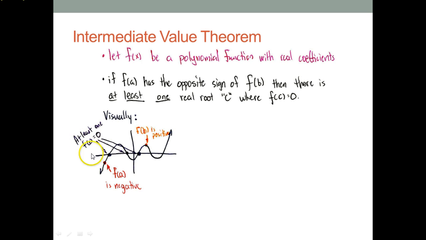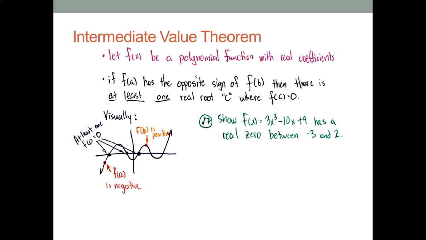So if I have this crazy polynomial function, and my red f of a is definitely negative, so its y value is definitely negative, and this orange f of b is definitely positive. The intermediate value theorem says if they have opposite signs, there must be at least one real root c where f of c is equal to 0. In fact, if I look at the graph, I see I have 3. So that is indeed at least one f of c where f of c equals 0.